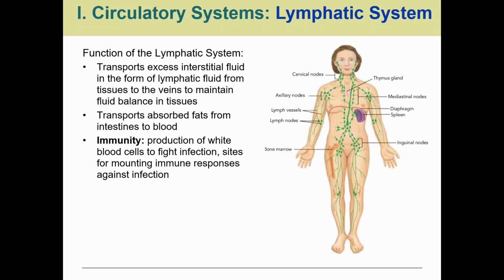And then immunity. We're not going to produce white blood cells, but we are going to have the maturation process of certain white blood cells happen in the lymphatic system. There are various sites that we have for maturation, like the thymus, but we also have various sites called lymph nodes, where we have collections of white blood cells that will filter through that lymph and remove things like debris and pathogens.